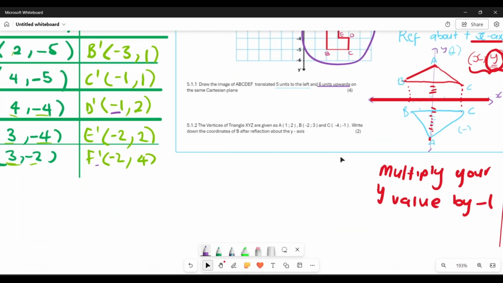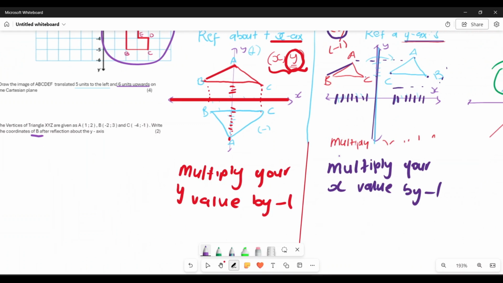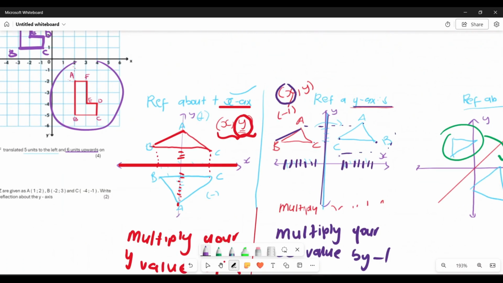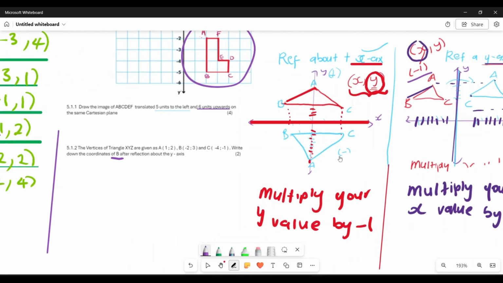Now, the vertices of triangle XYZ are given as follows. We're given A, B, as well as C, the coordinates. Now, write down the new coordinates of B after its reflection about the y-axis. Now, I want you to take a pause and try to attempt this question, right? Remember, whenever you're reflecting about your y-axis, what is it that is affected? What's going to be affected is your x value, right? And what do we do on this x value? We multiply it by -1.